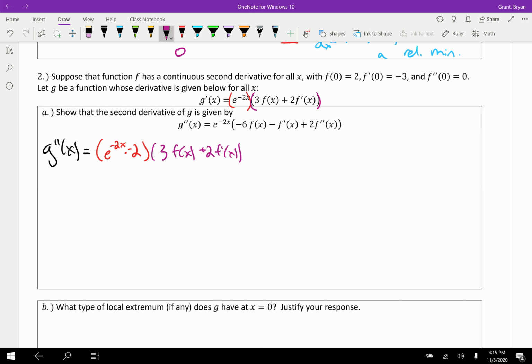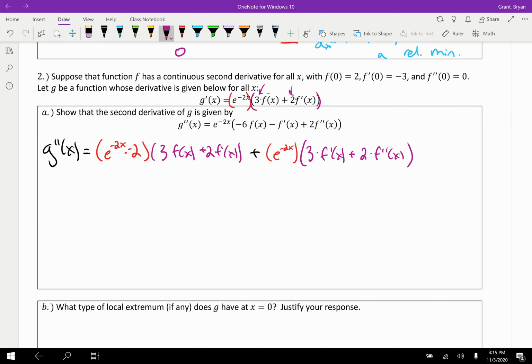Very nice. Plus, then we're going to keep this first one the same, e to the negative 2x, and we'll take the derivative of the second. This won't change too much because 3 and 2 are coefficients. They're just multiplying, so they stay. We can do the derivative of f of x, though, which is, of course, f prime and our f double prime.